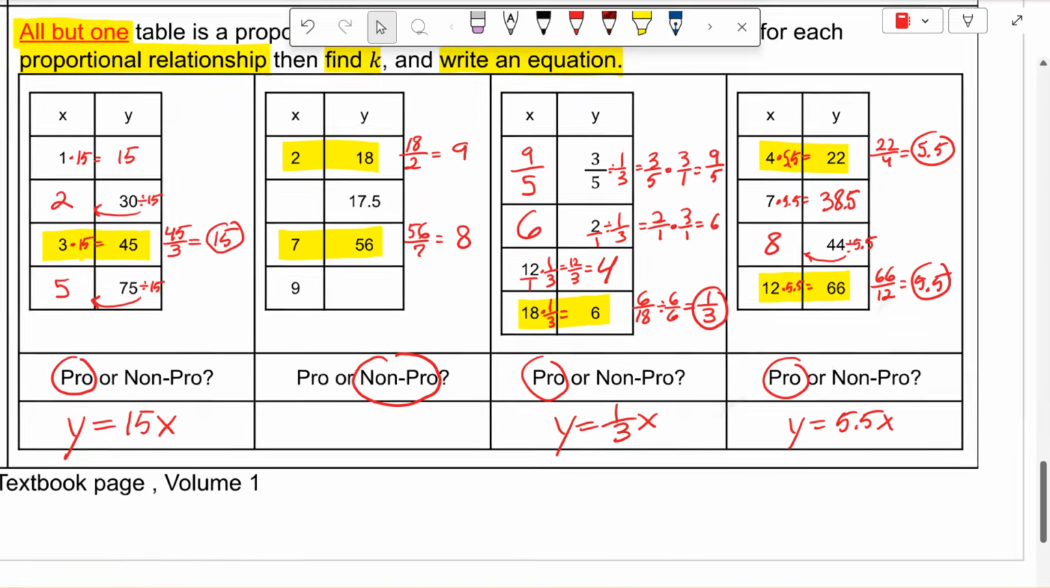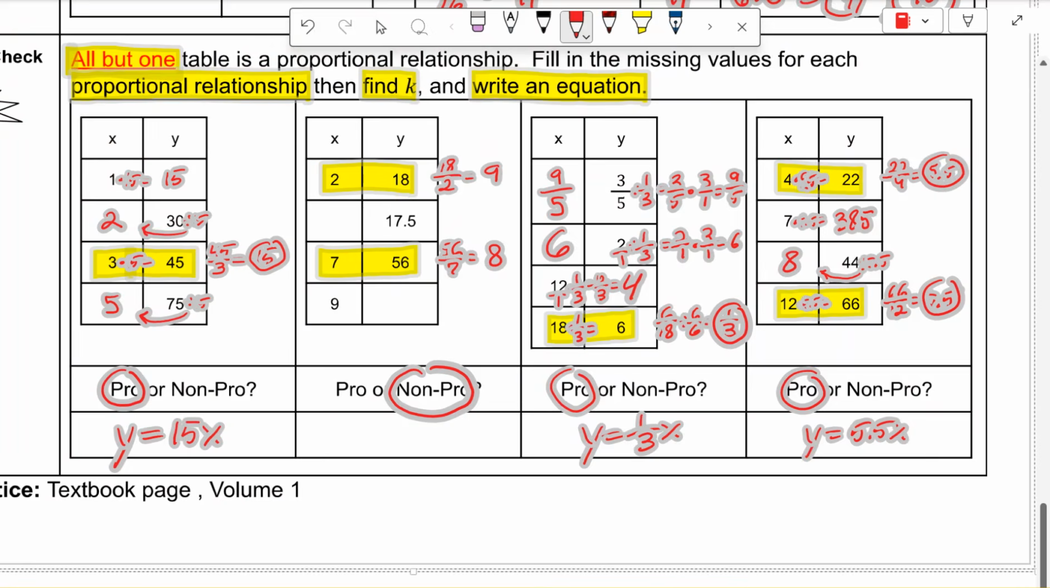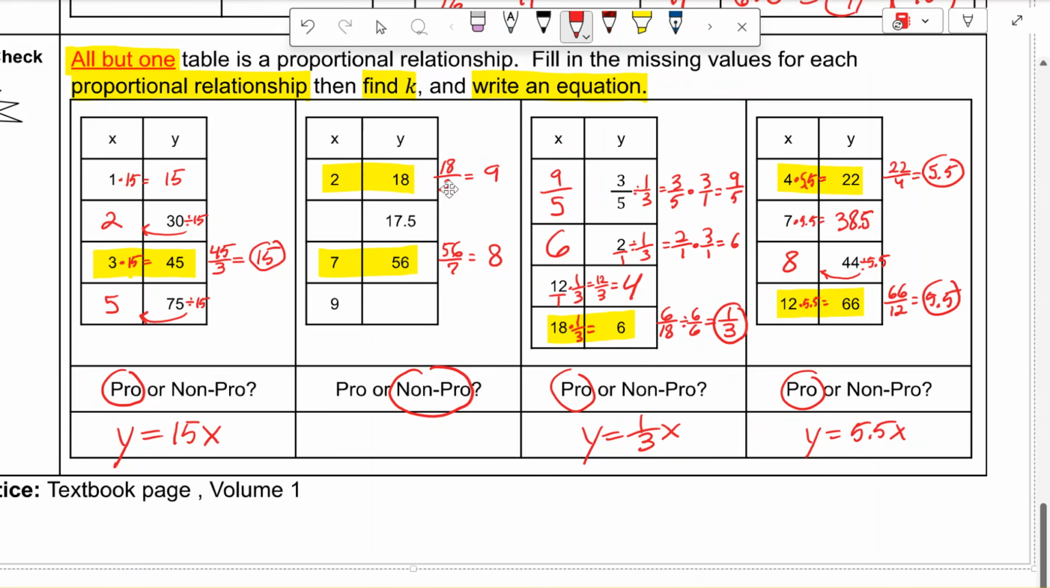Okay, we are back now, and the last three are filled in. The second one happened to be a non-proportional relationship, because look, 18 divided by 2 is 9, and 56 divided by 7 is 8. So that's a non-proportional one. That's the one that you could not write an equation for. No way for a proportional relationship.